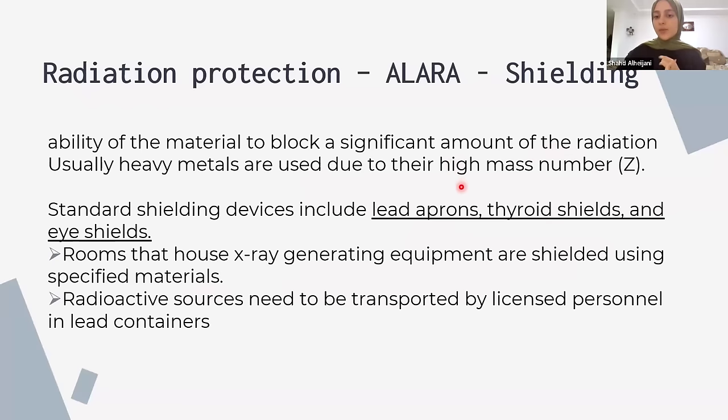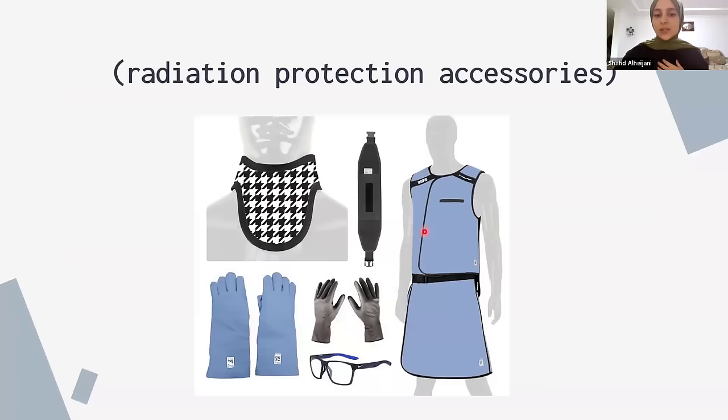For example, you have the lead aprons, you have the thyroid shields, the eye shields, and even in the rooms where you screen the patient, you have the equipment and everything, which is basically shielding the body to protect the sensitive organs, like the thyroid, for example. So these are the accessories. You have the thyroid shield, you have the aprons, and so on.